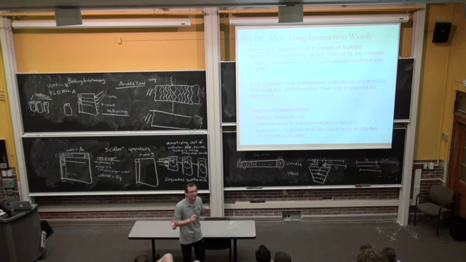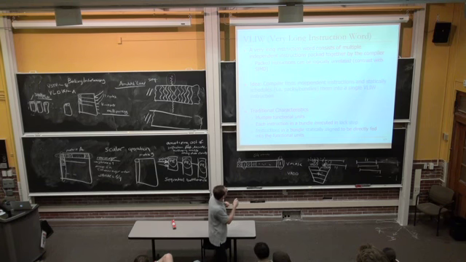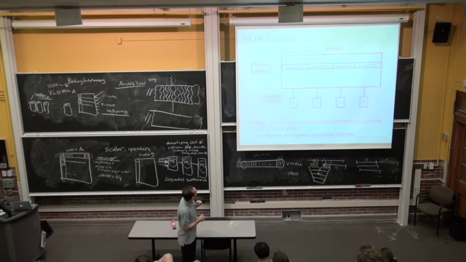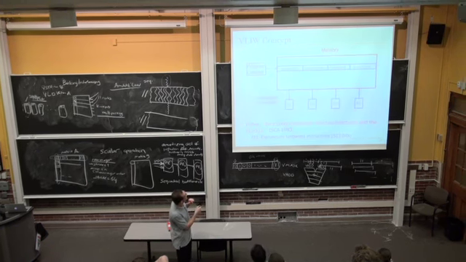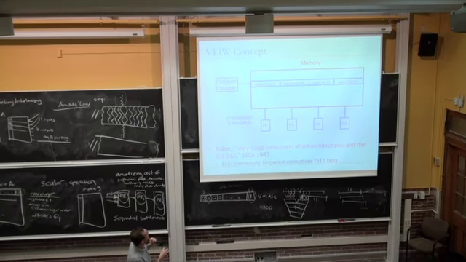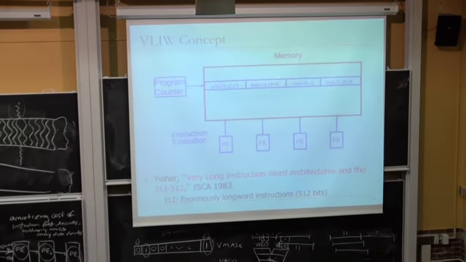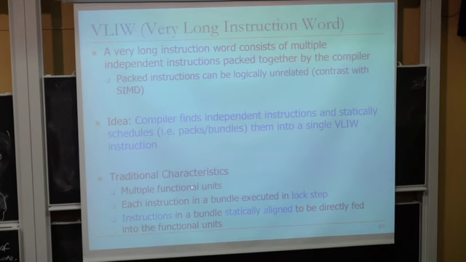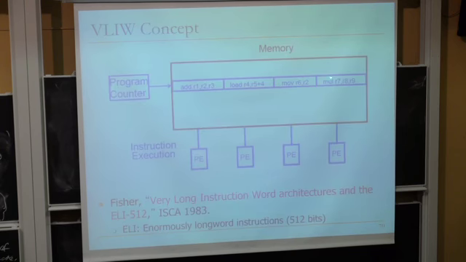Contrast this with SIMD. The idea is the compiler finds independent instructions and statically schedules or bundles them into a single VLIW instruction. And this is what we've already shown you before. You can have totally different, independent instructions packed together, but the compiler guarantees that they can be executed in parallel, and they are executed in parallel in the multiple functional units. So you have multiple functional units. Each instruction, a bundle, is executed in lockstep. That's another property to make life easier for the hardware.